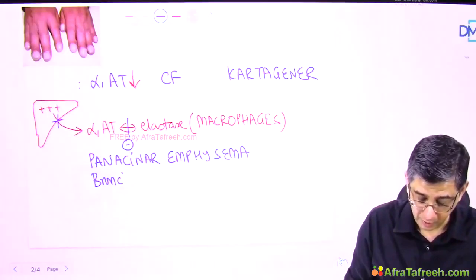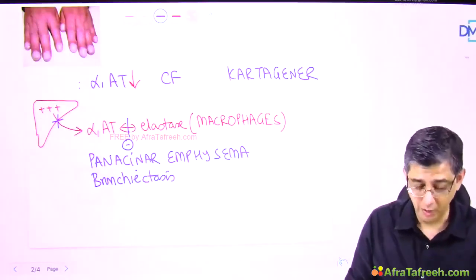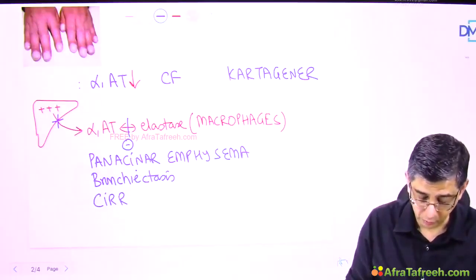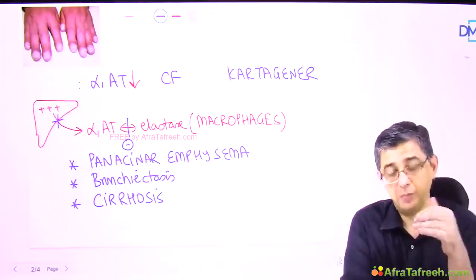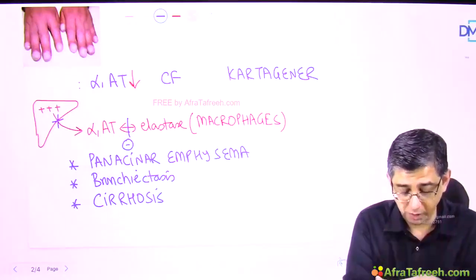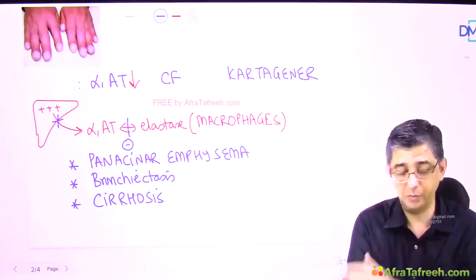And since alpha-1 antitrypsin is not getting excreted, it is being produced, it will accumulate in the liver, and therefore you will have liver cirrhosis developing in the patient. The manifestations of alpha-1 antitrypsin deficiency can be pan-acinar emphysema, bronchiectasis, as well as cirrhosis.